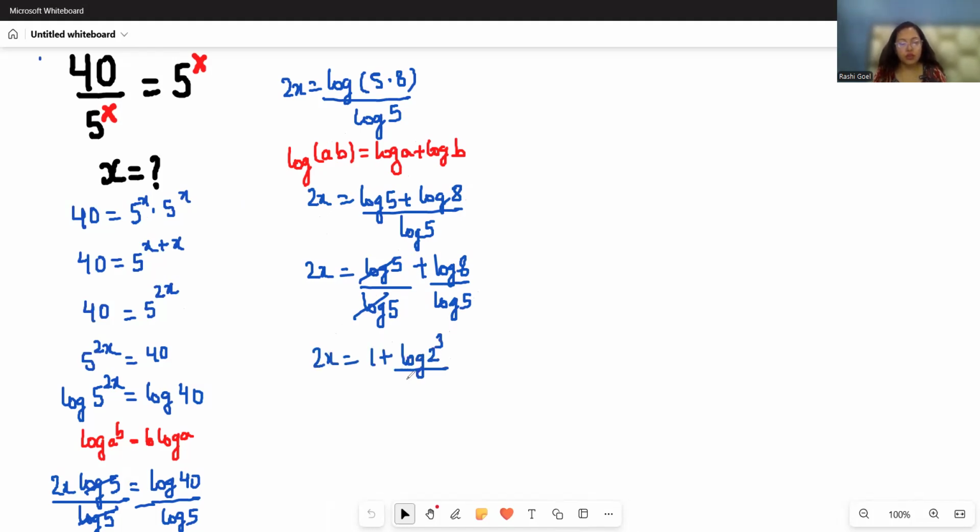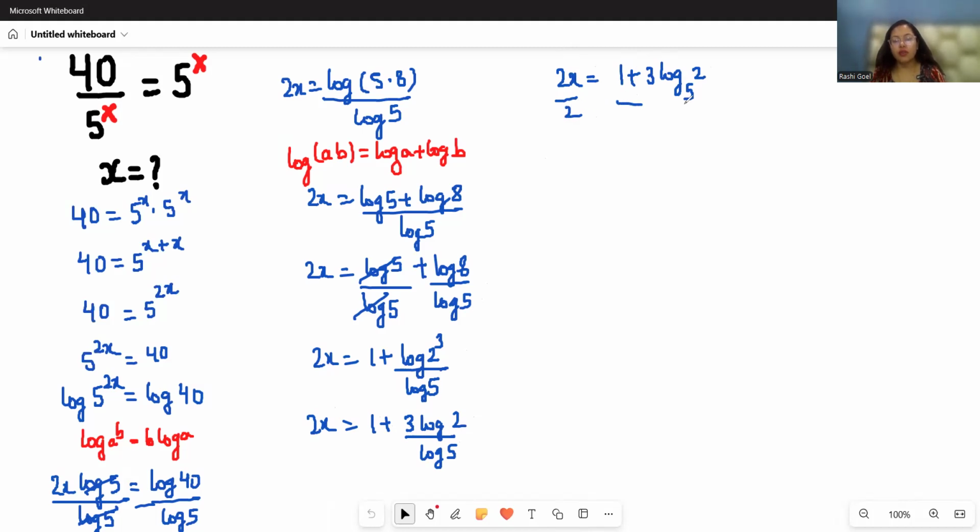I can write 8 as 2 cube. 2x equal 1 plus log 2 cube by log 5. I can write it as 3 log 2 by log 5. Now 2x equal 1 plus 3 log 2 with base 5.